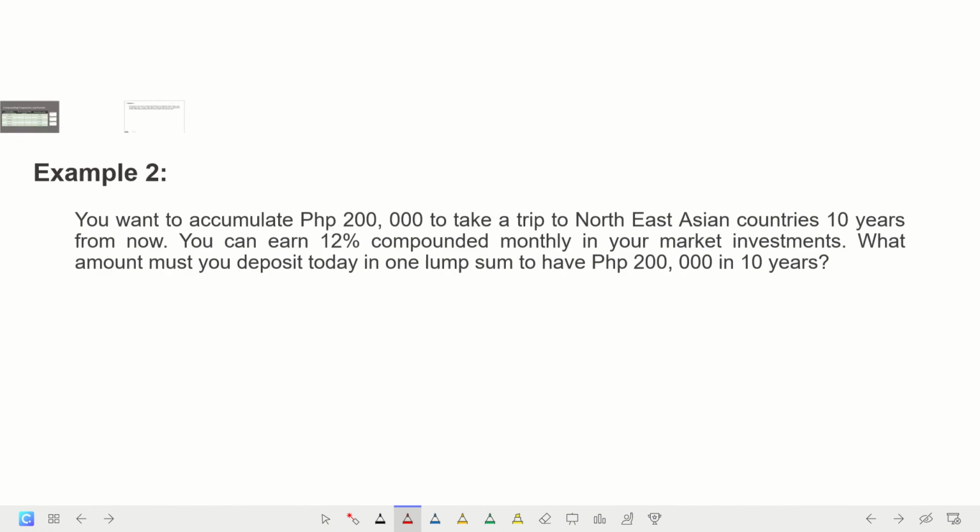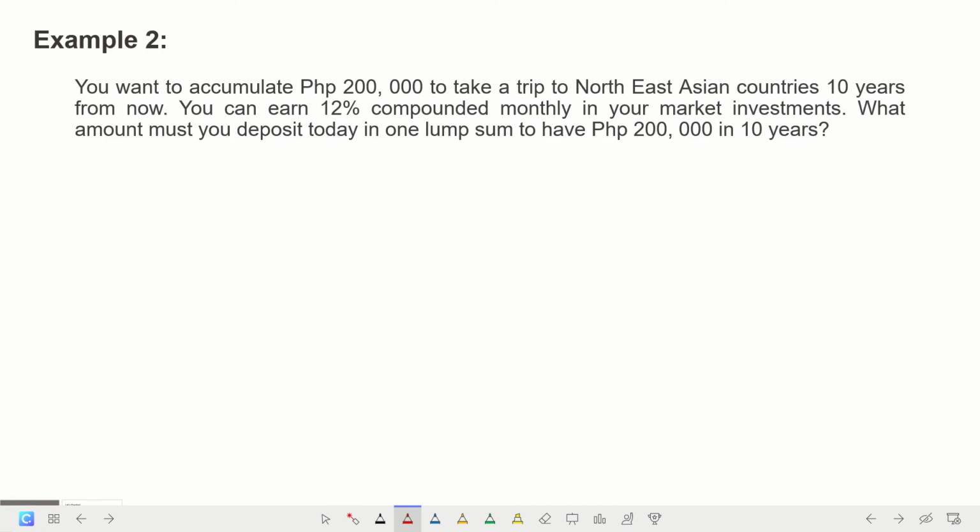So, let us answer our last problem. So, problem number 2. You want to accumulate 200,000 pesos to take a trip to Northeast Asian countries 10 years from now. So, you can earn 12% compounded monthly in your market investments. What amount must you deposit today in one lump sum to have 200,000 pesos in 10 years?